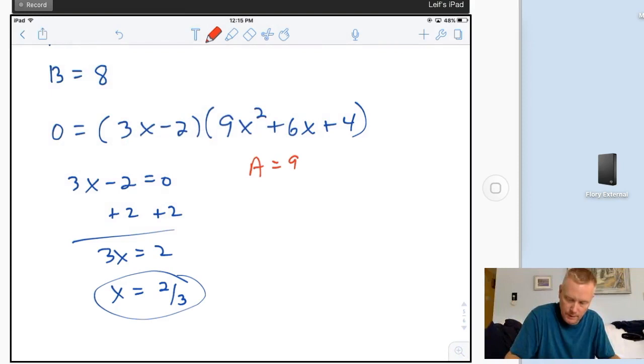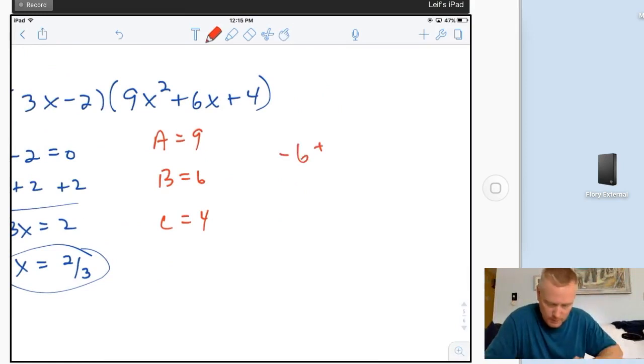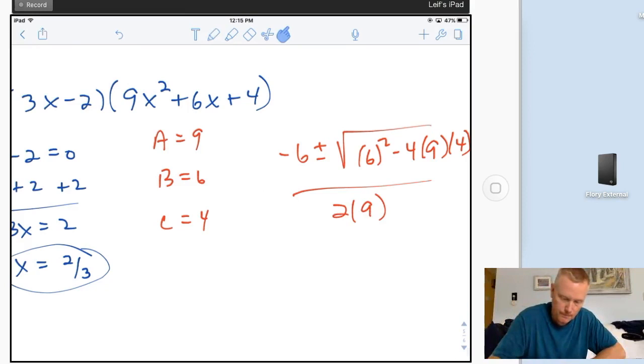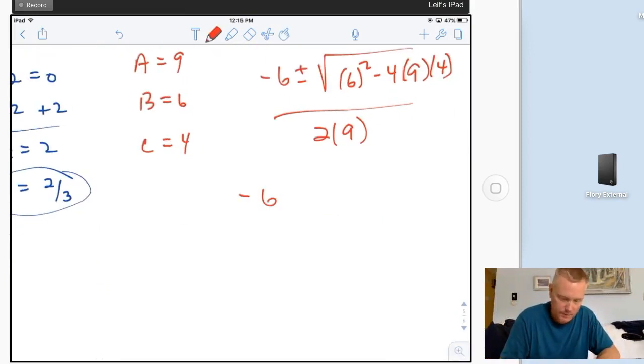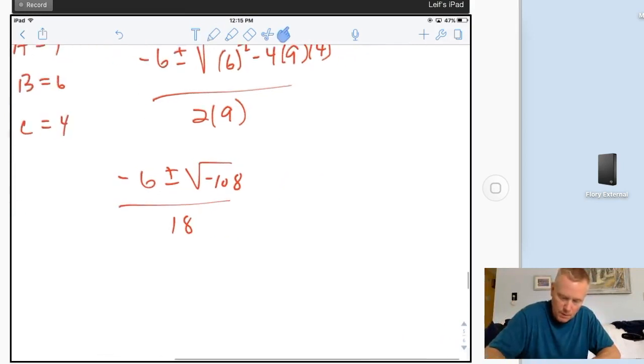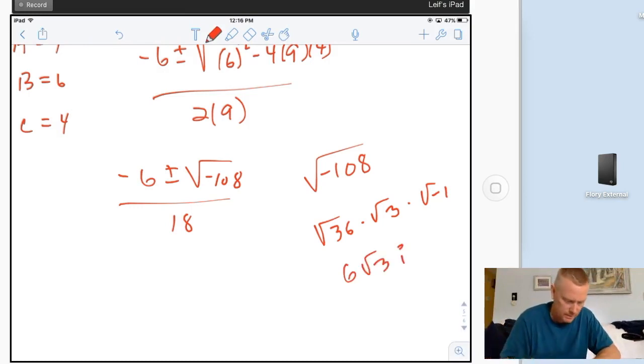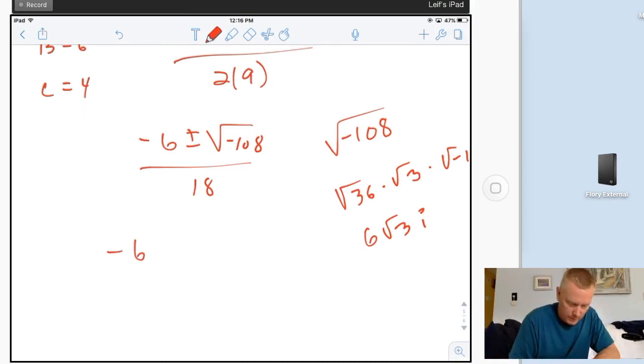Okay. A is 9, B is 6, C is 4. And when you plug that in, you get negative 6 plus or minus the square root of 6 squared minus 4 times 9 times 4, all over 2 times 9. All right, and when I simplify that out, I get negative 6 plus or minus the square root of negative 108 over 18. A little more work on that negative 108 will give me 36 times 3 times the square root of negative 1, which means that'll be 6 root 3i.